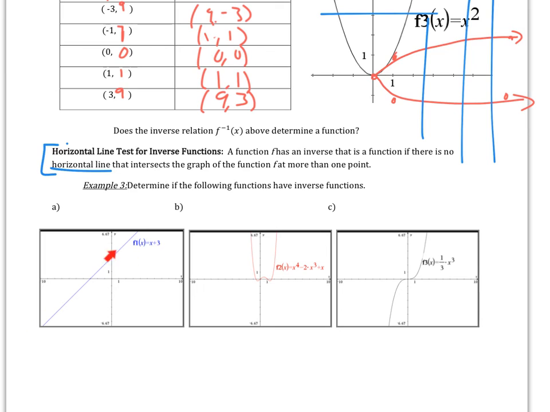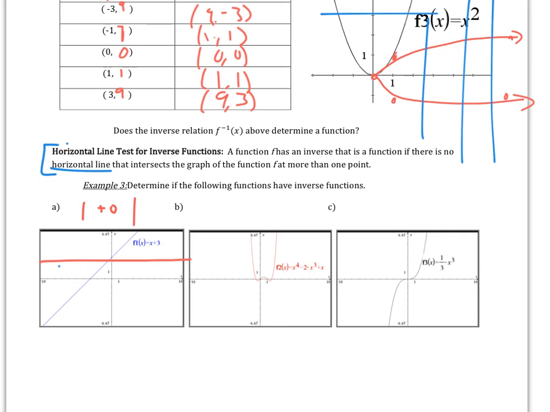So if we look here, can we draw a different horizontal line through all these points? I hope so. So we got some horizontal line here, and no matter where we are, we're only going to touch once. And so this is one-to-one.